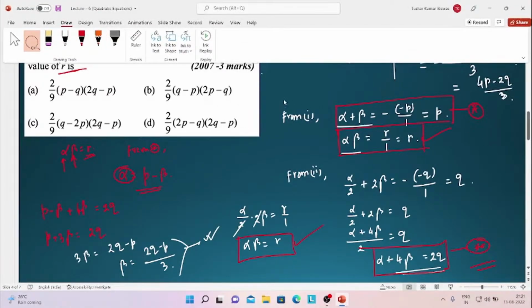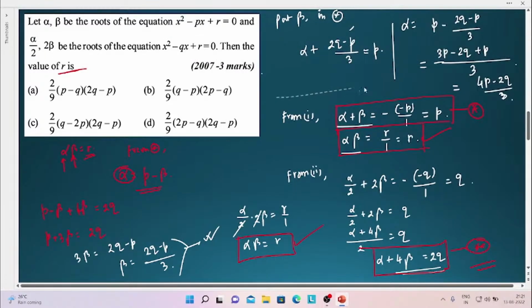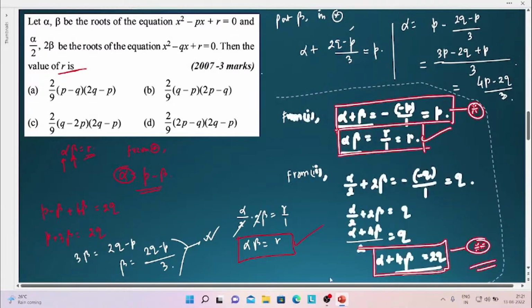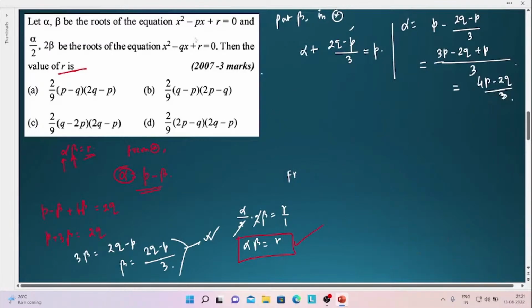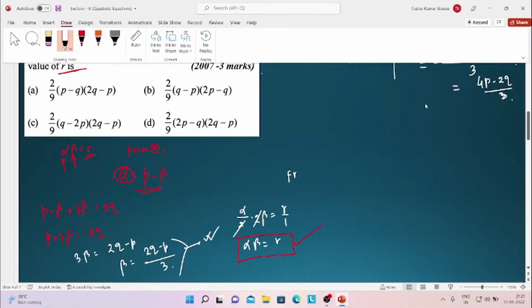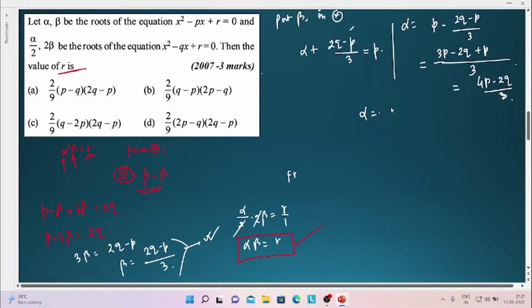Let me clear that particular part. Here you can see the value of alpha will be 4p minus 2q upon 3. I can take the common 2 from the numerator, so it will be 2 times 2p minus q upon 3. And the value of beta is 2q minus p upon 3.